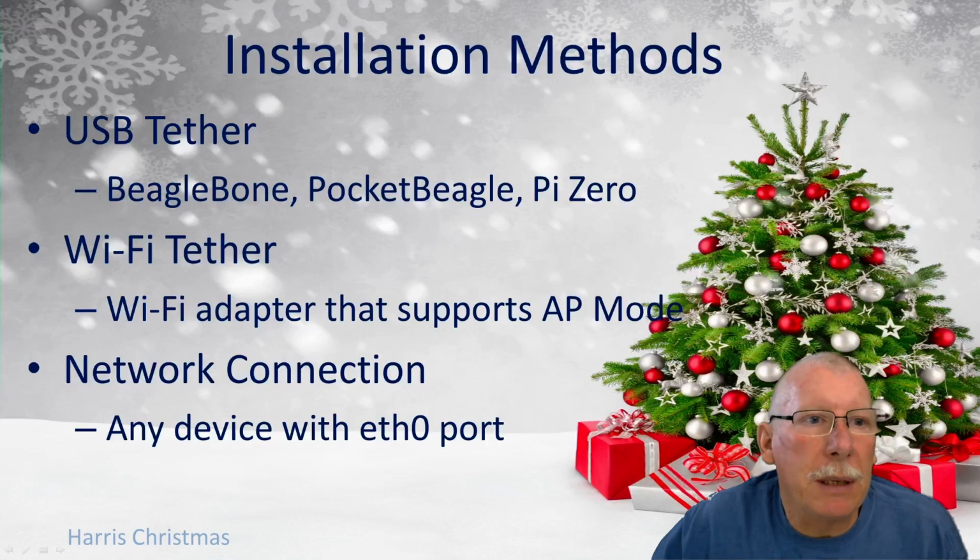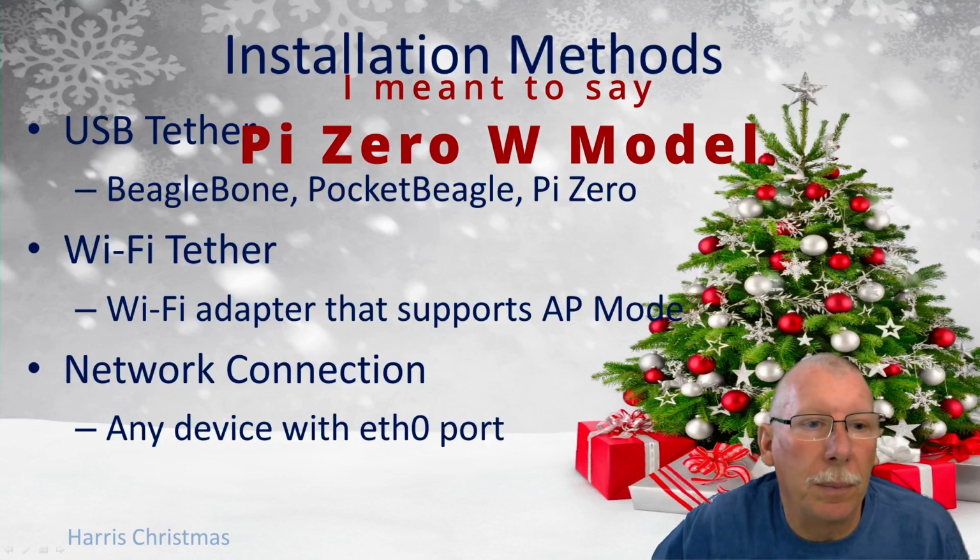You have the USB tethering method, which works really well for the BeagleBone devices, including BeagleBone Green, PocketBeagle, and any of the other variants. It also works well with the Pi Zero. The Wi-Fi tethering method works well for any device that supports Wi-Fi AP mode. Not all Wi-Fi adapters support AP mode, even though they support Wi-Fi communication. It's probably the easiest method to configure a Raspberry Pi Zero.